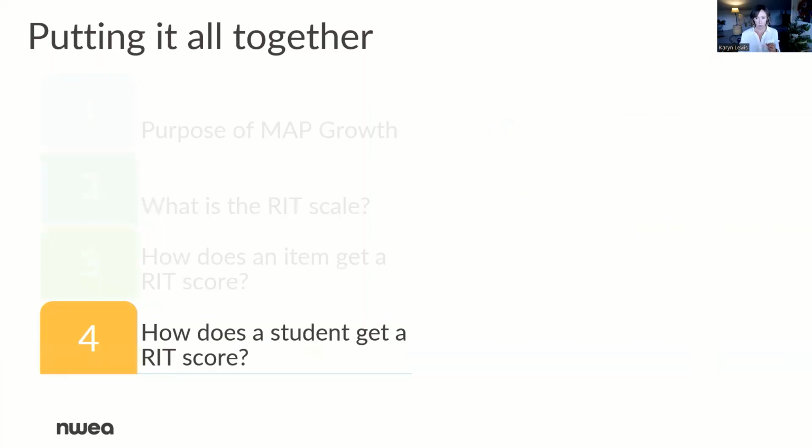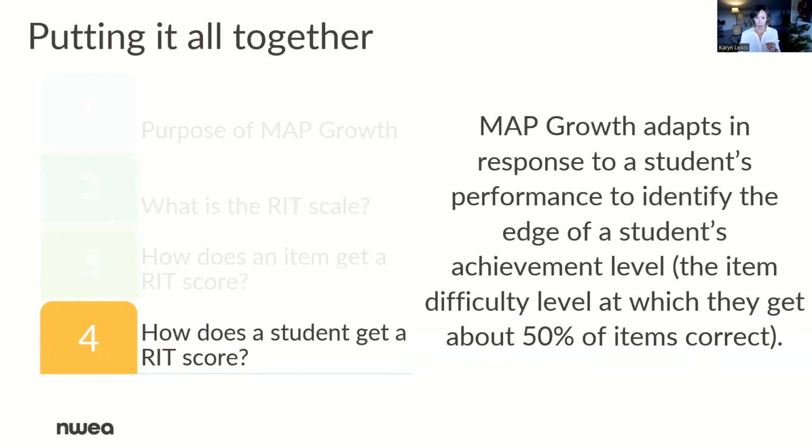Conversely, students get RIT scores through the adaptive process of the MAP Growth assessment. MAP Growth adapts in response to a student's performance to identify the edge of a student's achievement level, and that's the item difficulty level at which they got 50% of items correct.